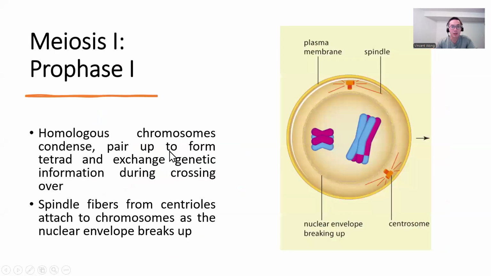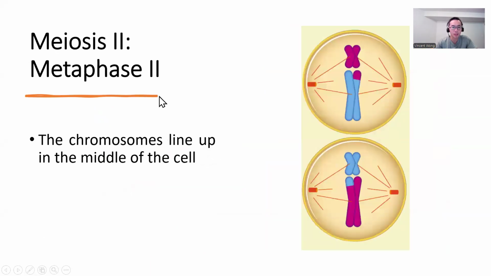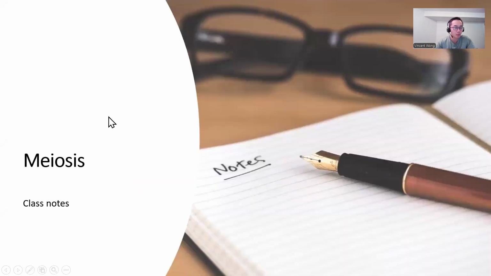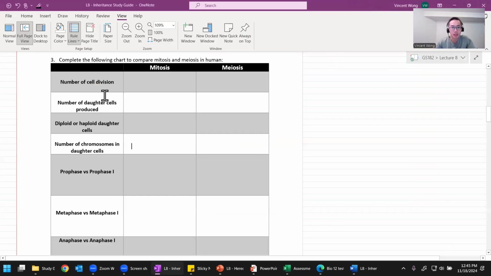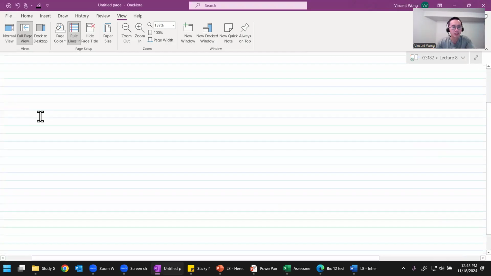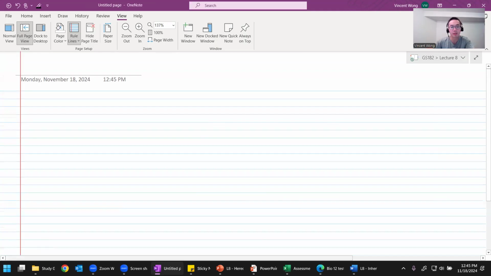So the meiosis process is all written out here. I'm not going to read through the slides with you, but I will go through a table with you that compares mitosis and meiosis to help you highlight some of the key differences. This table that I'm about to fill out is in your study guide. So please take that out if you have it.